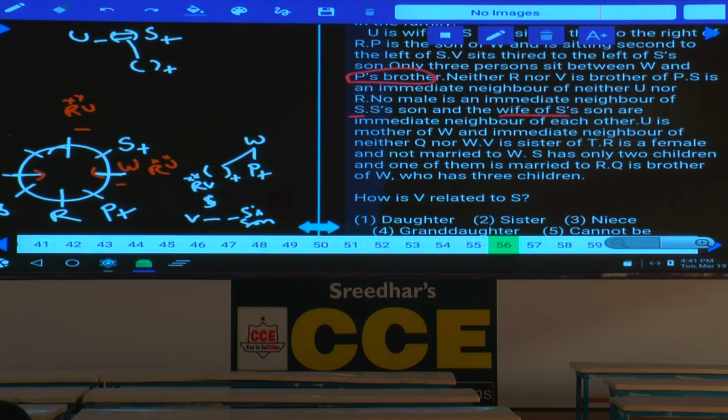S's son and the wife of S's son are immediate neighbors. Now S has a son, and S's wife is also there. That means S's son got married, isn't it? S's son got married. Then S's son and the wife of S's son are immediate neighbors of each other.